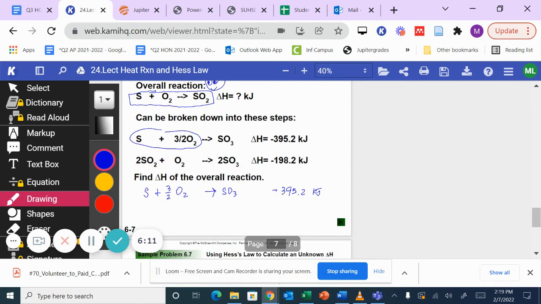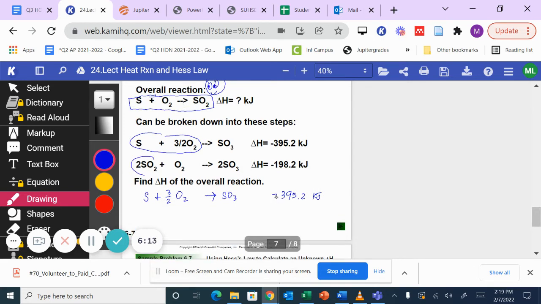Do you notice how this SO2 needs to be on the right side, on the product side? What I'm going to do is I'm going to put these on the right side. I'm going to reverse this reaction. So I'm going to put the reactants in the product side, 2SO2 plus O2, and I'm going to put the product in the reactant side, 2SO3. I just flipped them. Since I reversed the reaction, I get to reverse the sign of this. Positive 198.2 kilojoules.